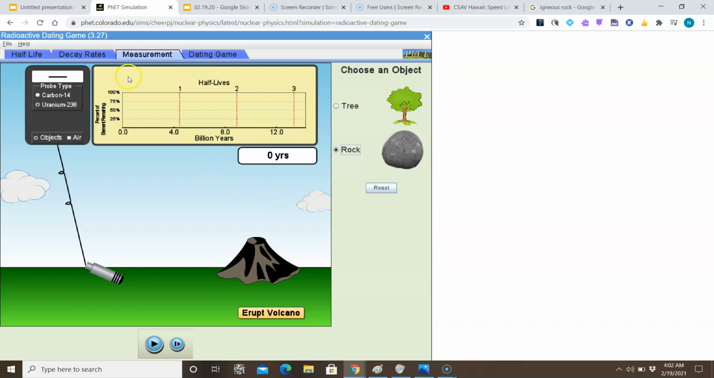So we're going to get started. Uranium-238 is selected. That's the isotope we're monitoring. Remember, you can monitor it using the white box above probe type, or you can use the chart.